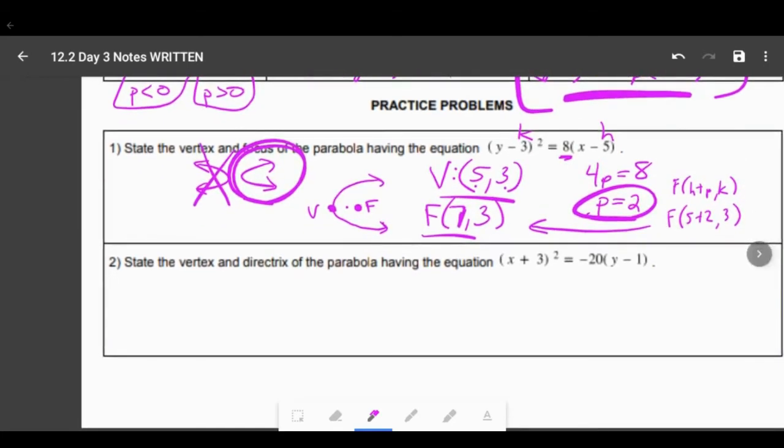Let's take a look at number 2. State the vertex and the directrix based on this. Well, looking at this, the x quantity is squared.